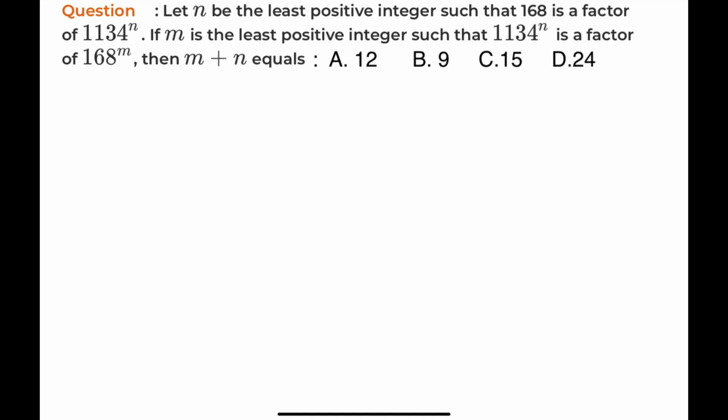Let n be the least positive integer such that 168 is a factor of 1134 raised to n. If m is the least positive integer such that 1134 raised to n is a factor of 168 raised to m, then m plus n equals.